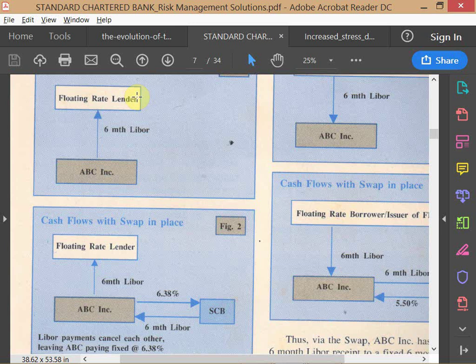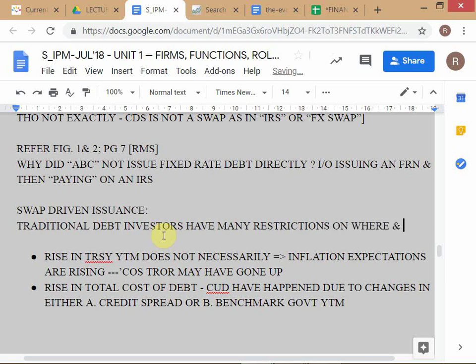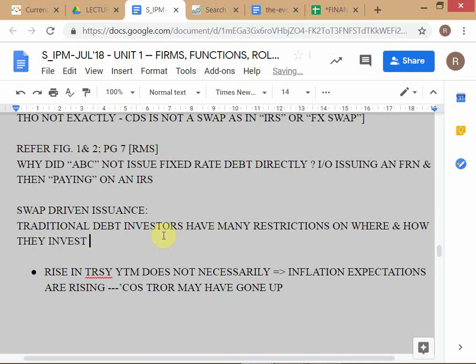So the point to understand is, why do we have this kind of swap-driven issuance? This is called swap-driven issuance if it happens on the same day. What happens is, because traditional debt investors have many restrictions on where and how they invest.